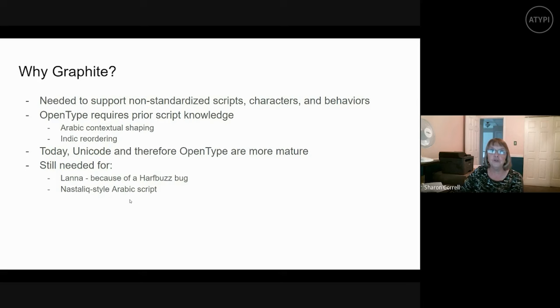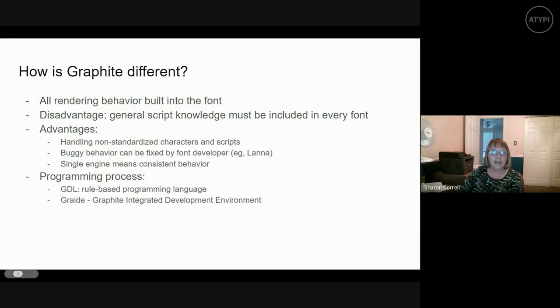Nastaliq. Graphite's architecture is different from OpenType in that all the knowledge about behavior is encoded in the font, including the basic script behavior. The disadvantage of this, of course, is that, for instance, every Arabic font needs to include basic rules of Arabic shaping. Same with Devanagari or Burmese or whatever. For many scripts, this is not a large overhead, but there are a few, like Devanagari, where it is significant.